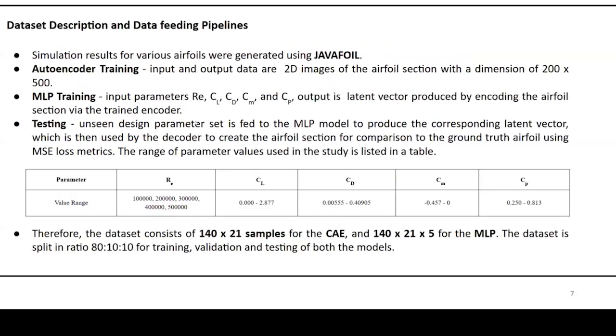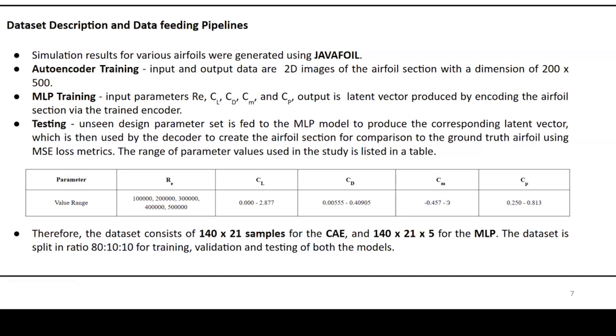So here's the dataset that has been used for training the model. For the autoencoder, 2D images of the airfoils with dimension 200 by 500 were used as both input and output. And for the MLPs, the design parameters are used as the input, and the corresponding latent vector produced by the trained encoder model is used as the output. For testing, unseen design parameters which were not used for training are given to the trained MLP model, and the output is then decoded or reconstructed by the trained decoder to produce the airfoil. Finally, for training, testing, and validation, we have used a ratio of 80:10:10.